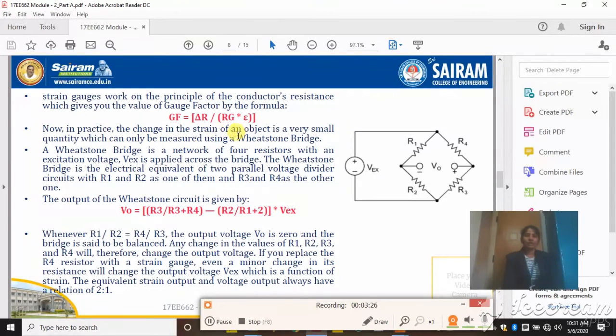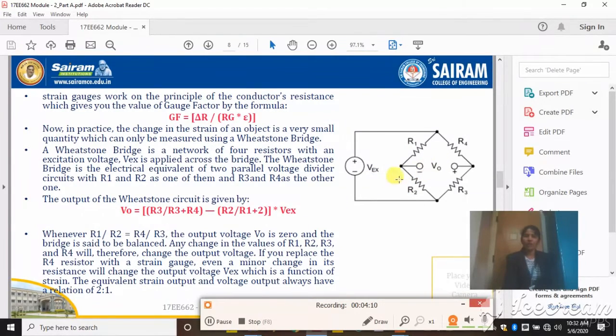Now in practice, the change in strain of an object is a very small quantity, which can only be measured by using a Wheatstone bridge. Here they have shown a Wheatstone bridge with four resistors R1, R2, R3 and R4. In this Wheatstone bridge, two parallel voltage divider circuits are formed. R1 and R2 form one voltage dividing circuit, and R3 and R4 are on the other side. The output of the bridge is taken between these two, and is given as R3 divided by R3 plus R4, because these two resistors are connected in parallel. This forms the voltage divider biasing circuit.